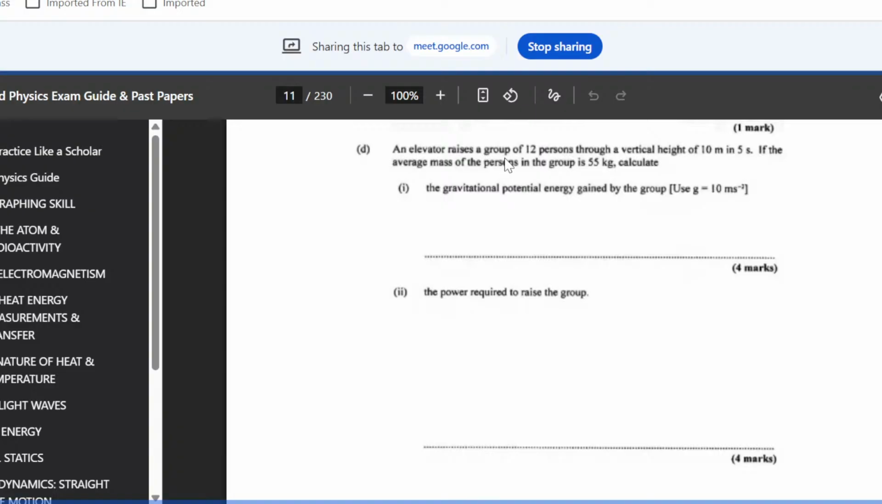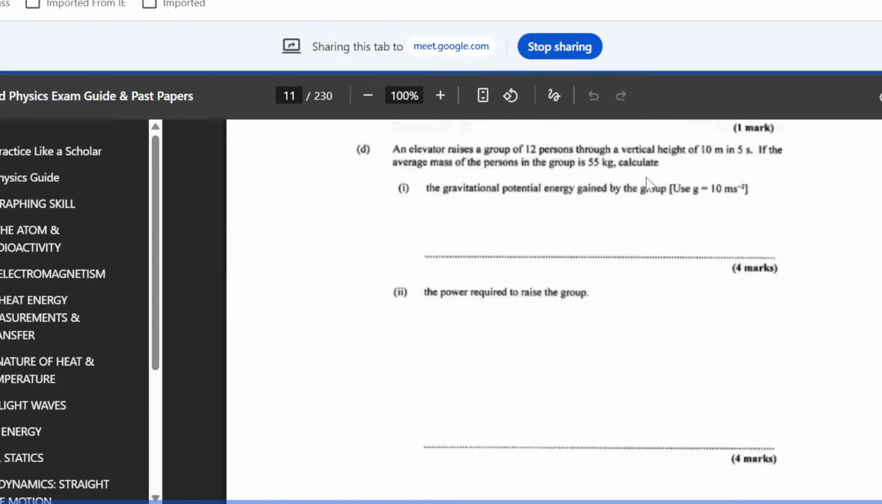Alright, an elevator raises a group of 12 persons through a vertical height of 10 meters in 5 seconds. If the average mass of the persons in the group is 55 kilograms, calculate the gravitational potential energy. And what's the formula for that? MGH. So EP is equal to mgh.